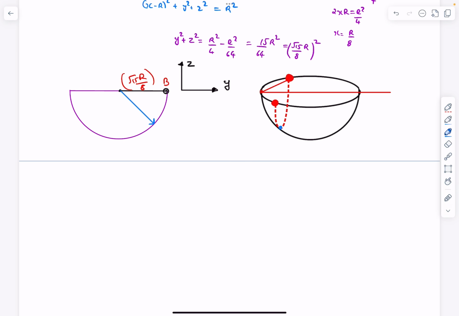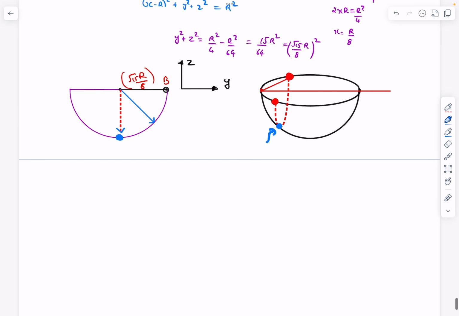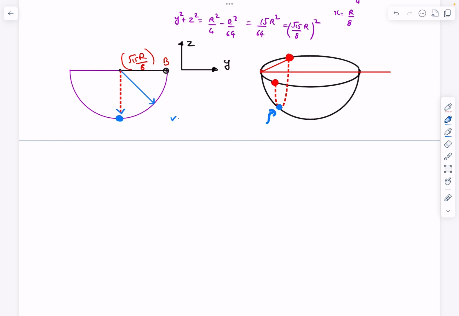In the question we were asked, what is the velocity when it is at the bottommost position? From the YZ view, the particle will be over here. The particle has dropped by the distance root 15r divided by 8, so its velocity is just going to be root 2gh. We can directly write it using energy conservation. So this is the square root of 2g times the drop in height, root 15r divided by 8. So the speed at the lowest point is going to be square root 15gr divided by 2.